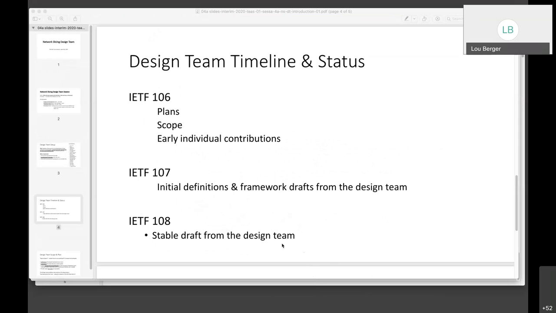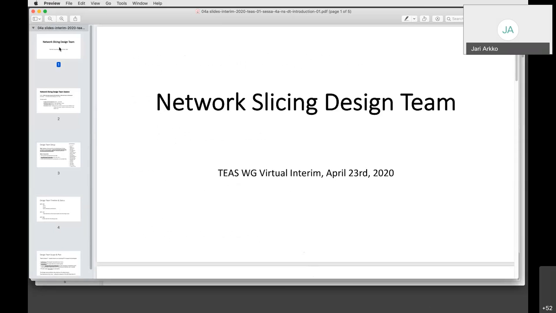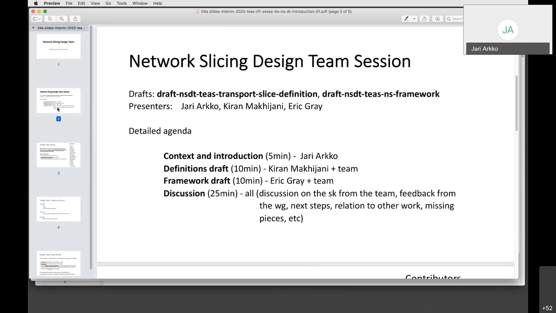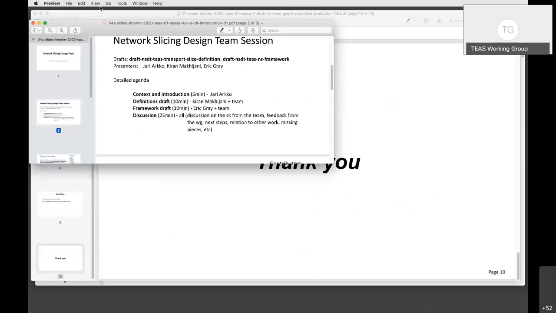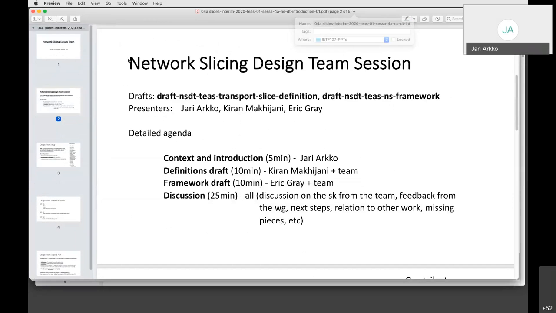So we're moving on, right? So I think Yari, you're going to start on the slicing design team. Is that right? Yeah, if you can go to slide number 2. And can you hear me all right? Can you confirm that you can see the slides? I can see the slides. Oops, now it's doing something funny. Yeah, now we go. Good.